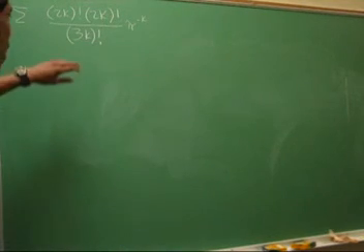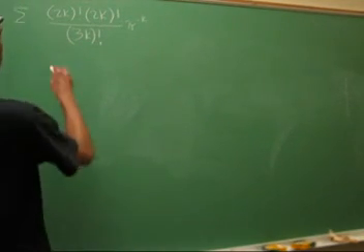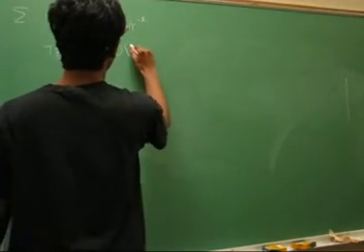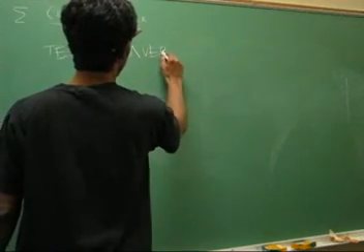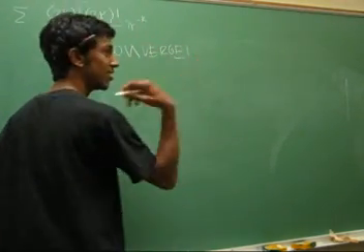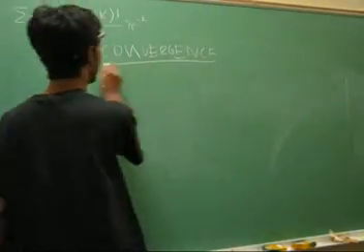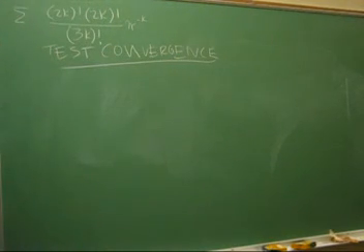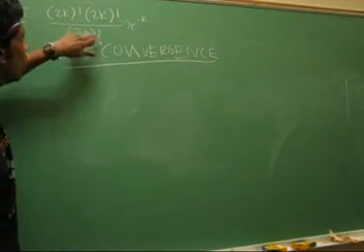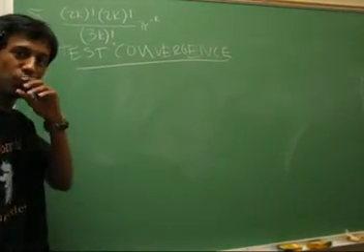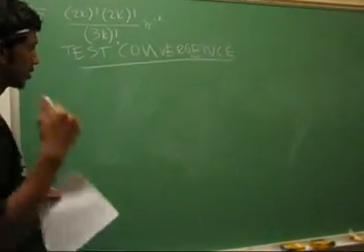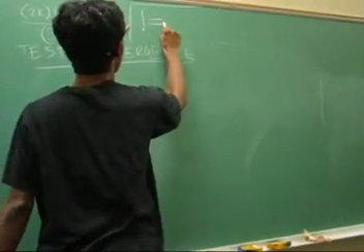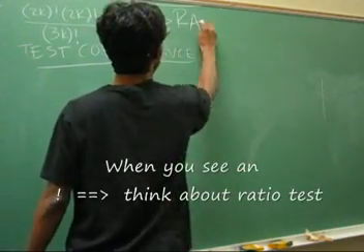Alright, so we have this problem for test for convergence. We're going to try to figure out if this series converges or not. One of the first things, since it has a factorial, is that that should be an automatic hint to use the ratio test to see if it converges. So let's put a hint: factorial, ratio test.